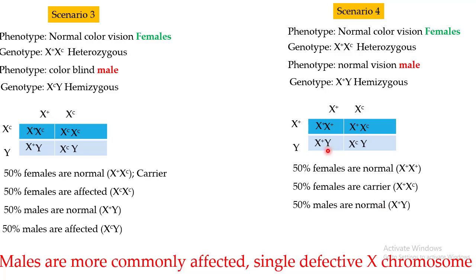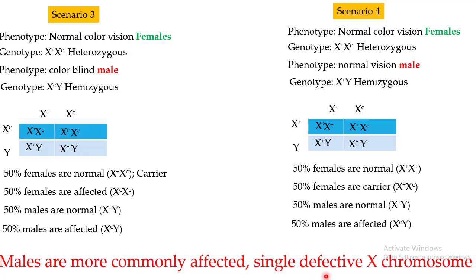If you talk about the males, 50% of them are going to be normal because they are getting this particular X chromosome from their mother. And 50% of the males are going to be affected because they are getting this particular X chromosome from their mother. So if you generally look at X-linked recessive inheritance, the males are commonly affected. And the reason is very obvious.